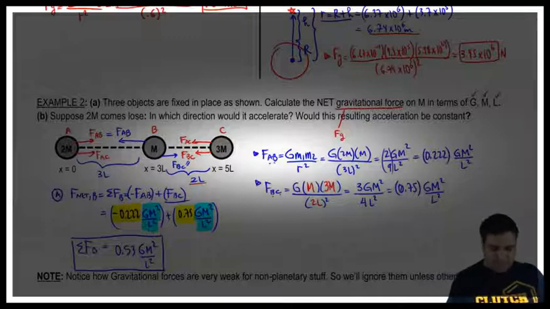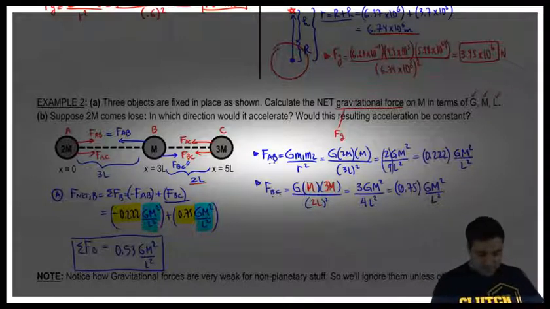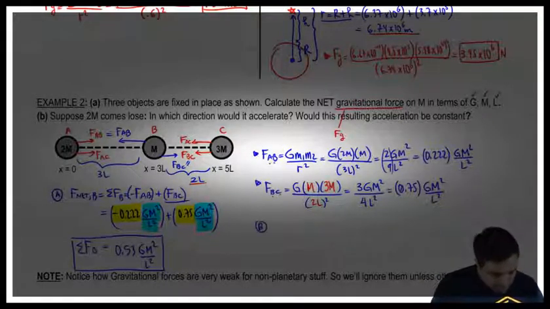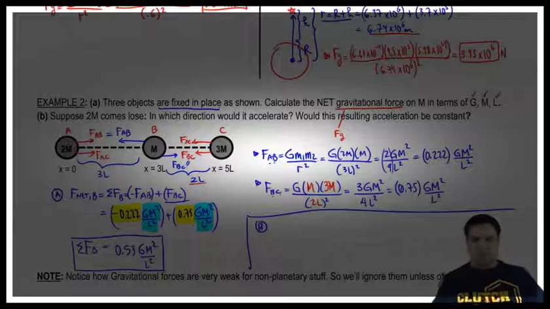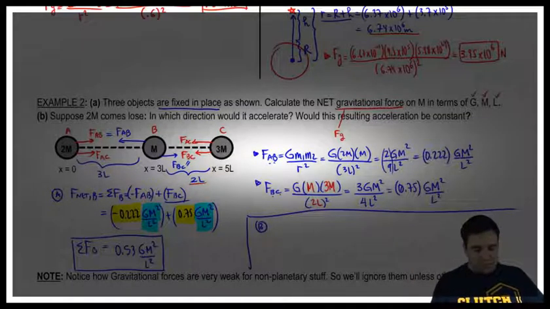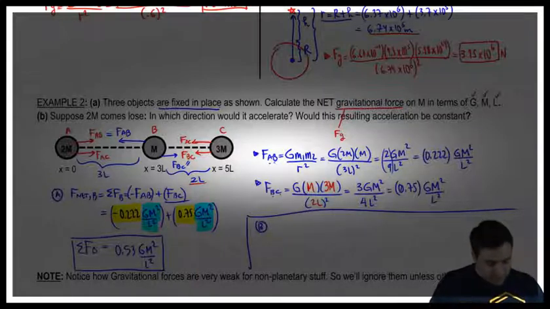I know we don't have a lot of space, but we don't need a lot of space for part B. I'm going to carve out a little bit of room here. For part B, it says, suppose 2m comes loose. So they're fixed in place, I forgot to mention this. They're fixed in place, so they're going to be pulling each other, but not really moving. Let's say 2m comes loose. In which direction would it accelerate? Well, I hope you agree that it would accelerate to the right.